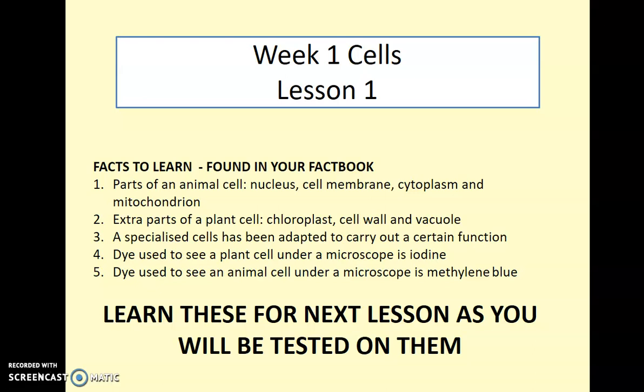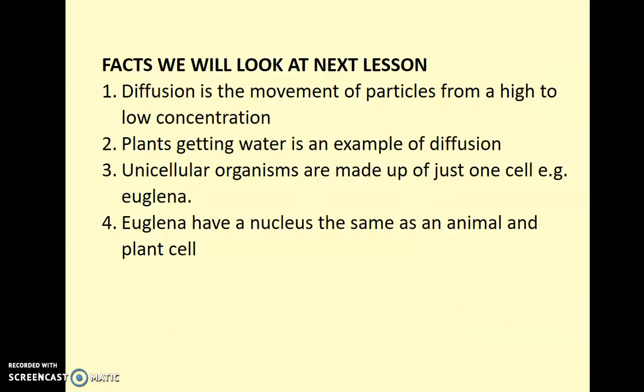The dye that's used to see a plant cell under a microscope is iodine, and the dye used to see an animal cell under a microscope is methylene blue. So again, these are found in your fact book, but obviously they're there for you if you need to just make a note of them, and make sure that you've learnt them, because I'll be testing you on them next lesson in the starter activity. And finally, next lesson, the facts that we will be looking at will be diffusion, an example of diffusion, and unicellular organisms. So if you want to have a look around your notes or have a look online at BBC Bitesize just before we start that, so it gives you a bit of a head start, that'll be great.